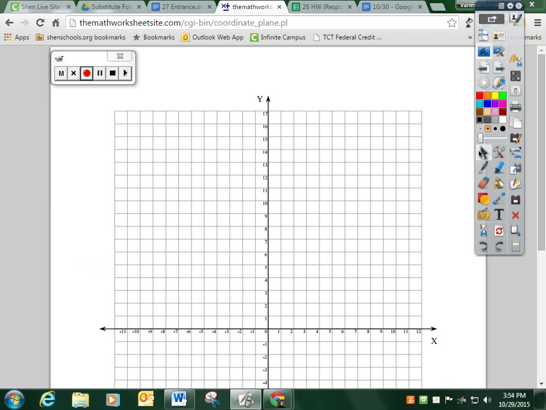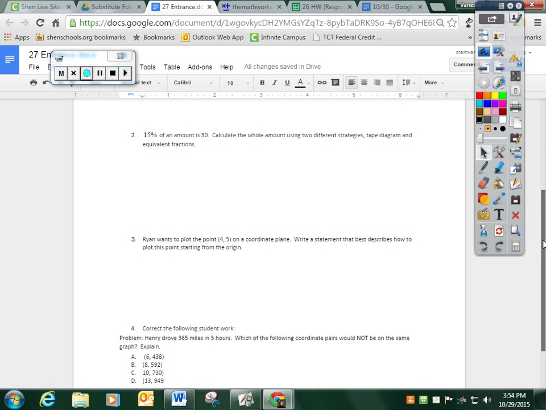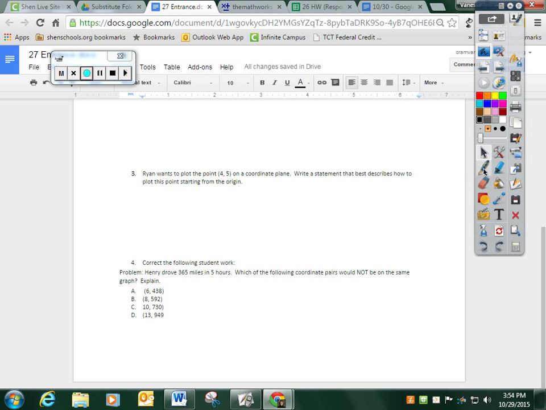Last question on your sponge. We're going to be correcting some student work. And mine doesn't have the student work, which is actually perfect, because then I can show you the right way and we can see what they did wrong. Henry drove 365 miles in 5 hours. Which of the coordinate pairs would not be on the same graph? So I see here they have the hours first and the miles second. So let's do that with our information. It's 5 hours and 365 miles, okay?